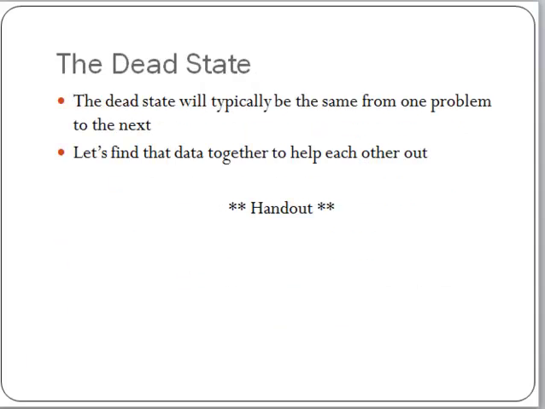Now, the dead state is going to typically be the same from one problem to the next, and so you can go ahead and get that information from the tables that you have in your book and save yourself some time later as you're working problems.